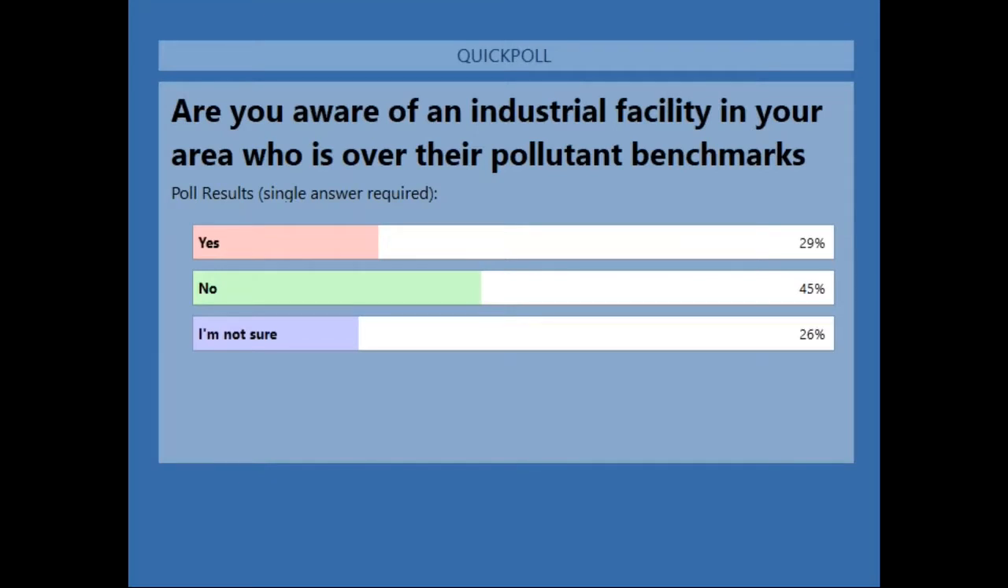And there you see 29% yes, they know, 45% no, and others aren't sure. And being unsure is understandable, you don't know what's going on behind fences, and it's not like these things are publicized. In fact, industrial facilities often try to keep things very tight and secret because there is a threat of lawsuits, so they're rightfully doing that. I'm going to hide this and continue on.